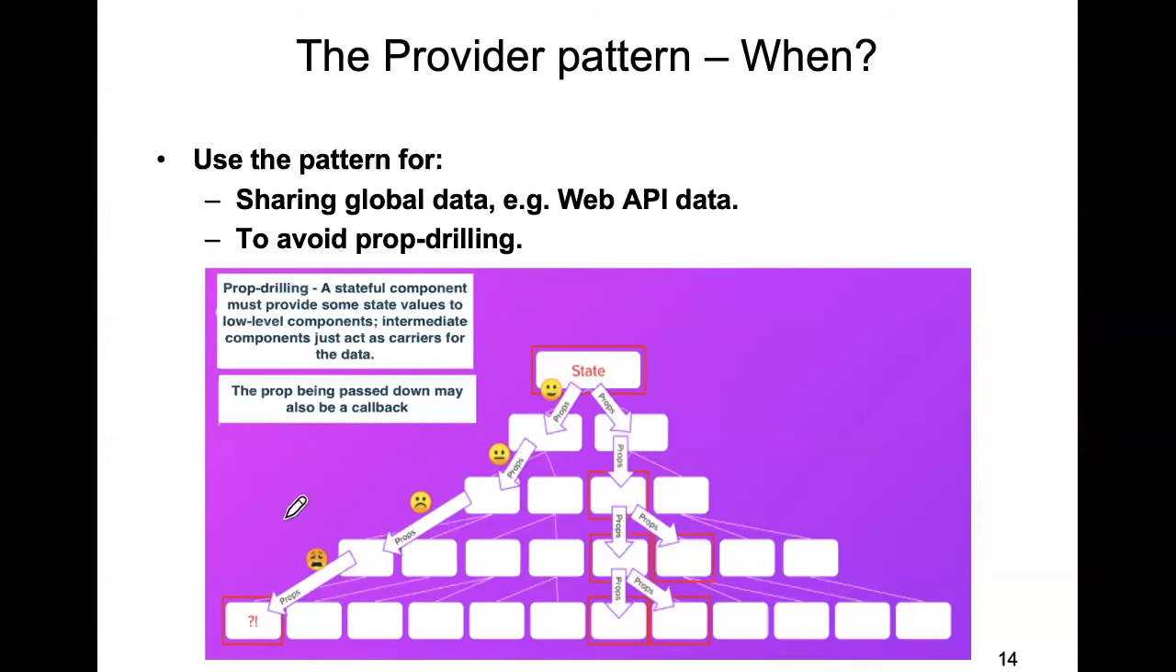Now, the way we overcome this is by using React context, because essentially the data that's up here that the other components need is what I'm calling kind of global data.